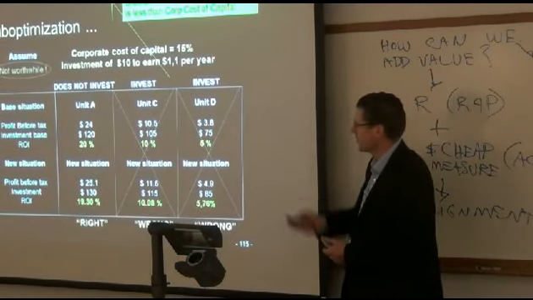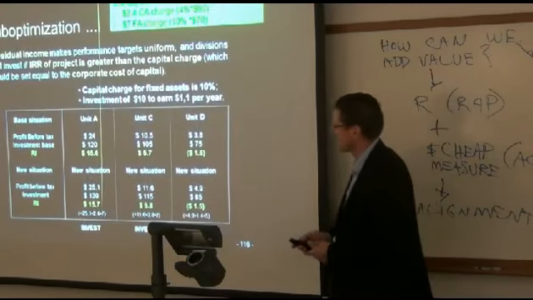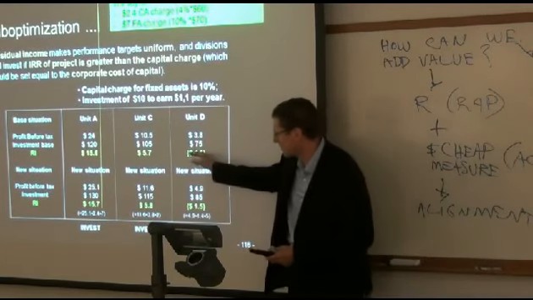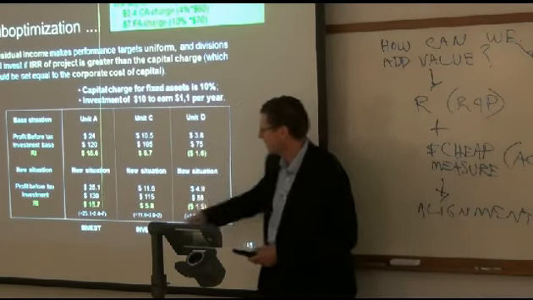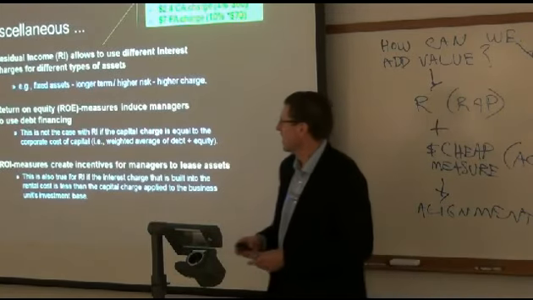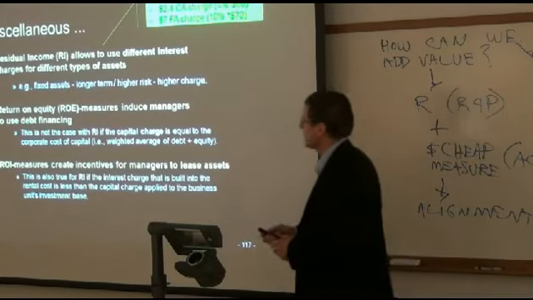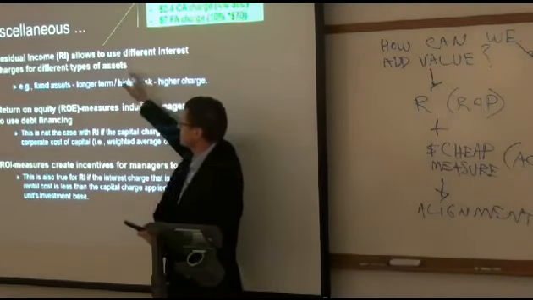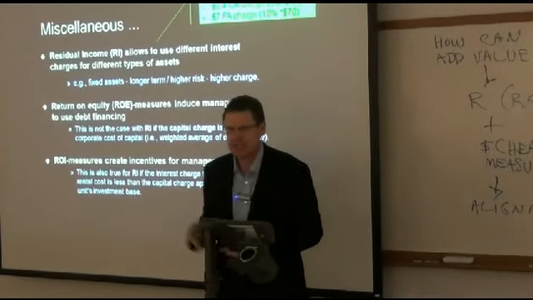So that takes us through two scenarios for optimization, and we try to sub-optimization, and we overcome that by having residual incomes. So residual income in the end allows for different interest charges, different types of assets, as I explained.